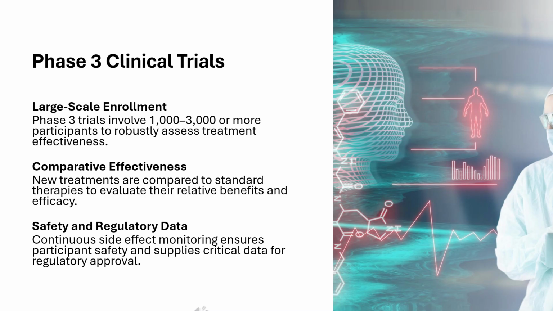Participant safety continues to be closely monitored, even at this late stage. With so many participants involved, researchers may discover rare or long-term side effects that didn't appear in the smaller studies. Data from phase 3 trials are what companies submit to regulatory agencies like the DCGI in India or the FDA in the US or the EMA in Europe when they apply for approval to market the drug. These data must demonstrate not only efficacy, but also that the treatment benefits outweigh the risks.